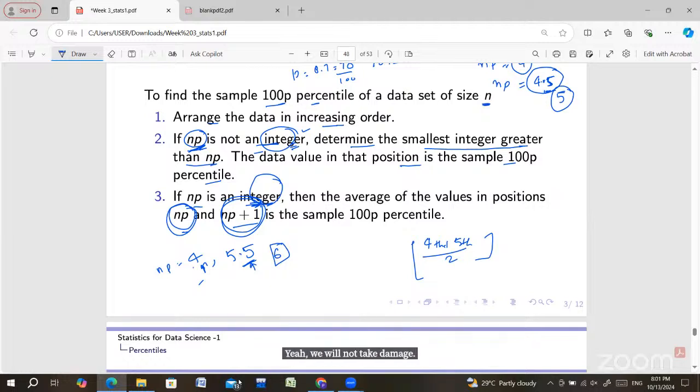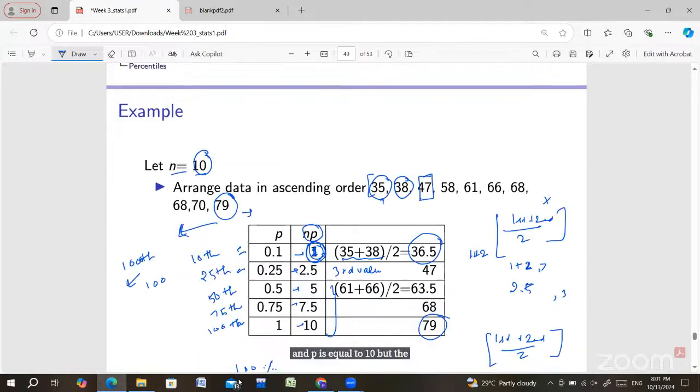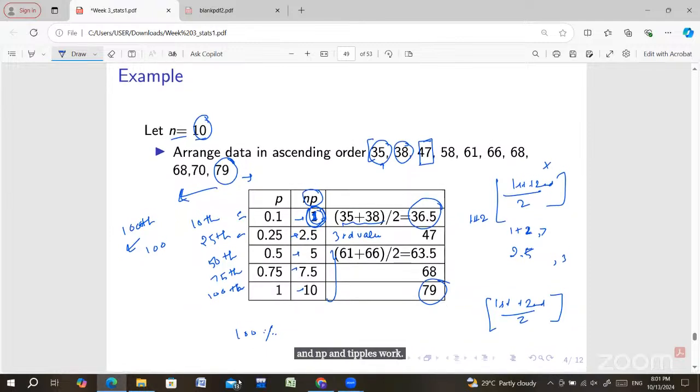Okay. Thank you, ma'am. But ma'am, as you said in the example, np is equal to 10, and in the percentile topic, np is equal to 10, but the np plus 1. Sorry?